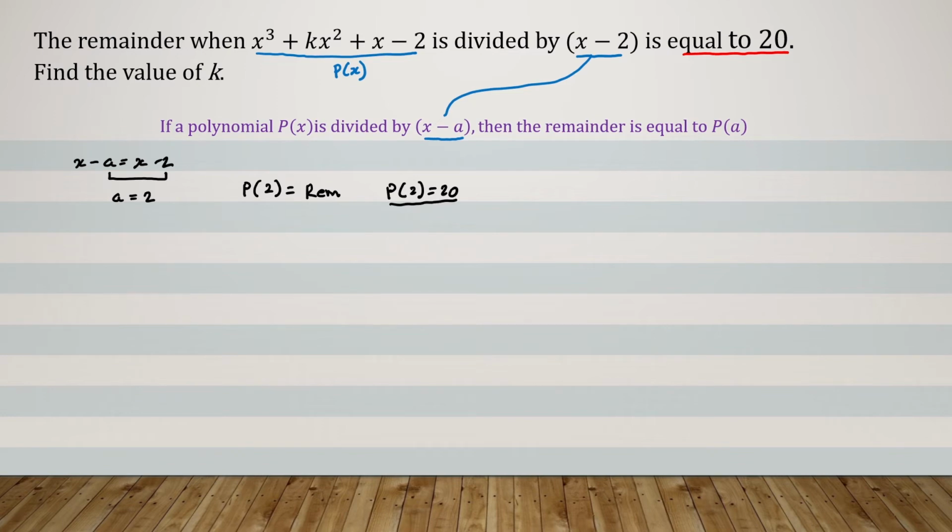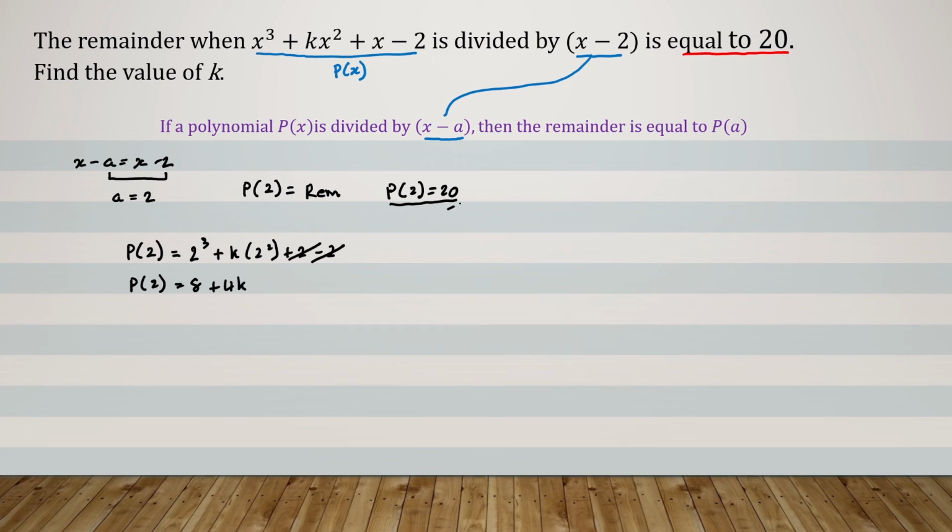Let's do that. So let's calculate p(2). So we'll substitute 2 into our polynomial. So we'll have 2 cubed plus k times 2 squared plus 2 minus 2. So let's simplify more. p(2) will be equal to 8 plus 4k, and the 2 minus 2 will cancel.